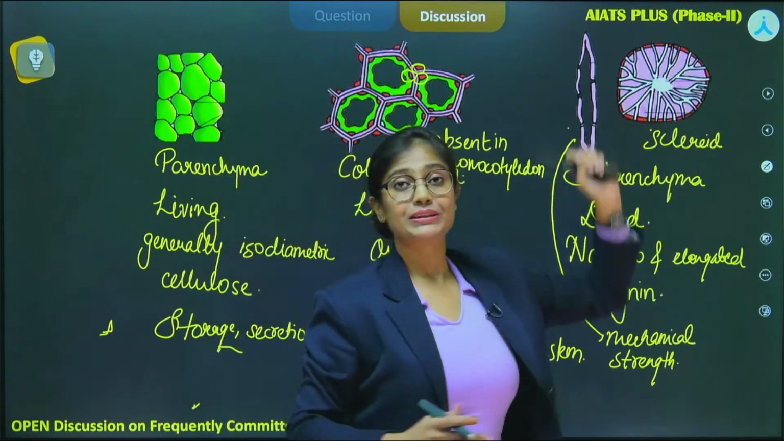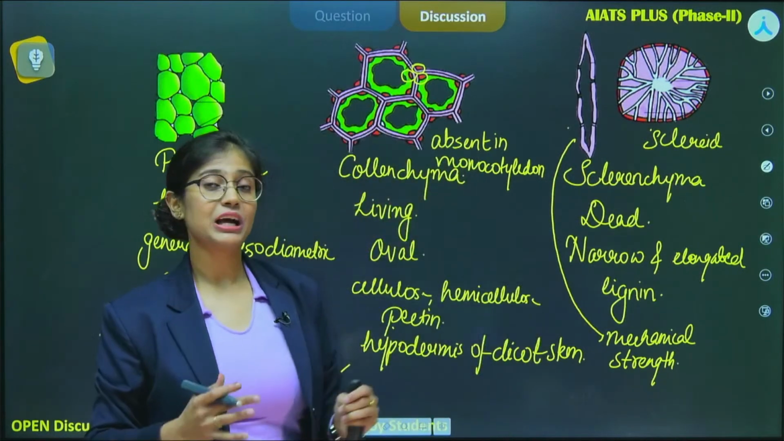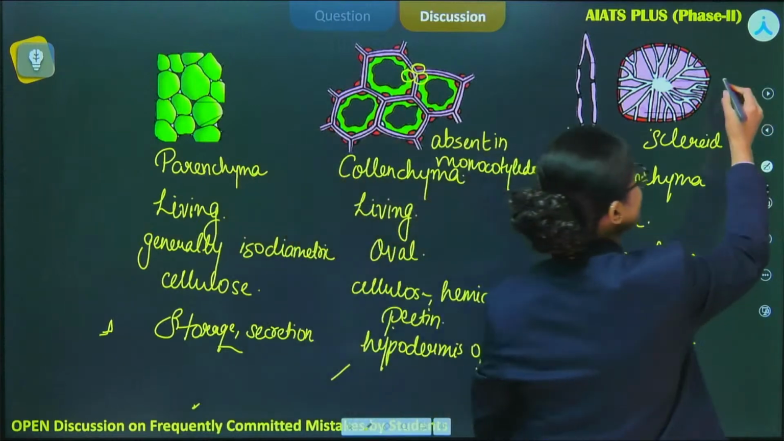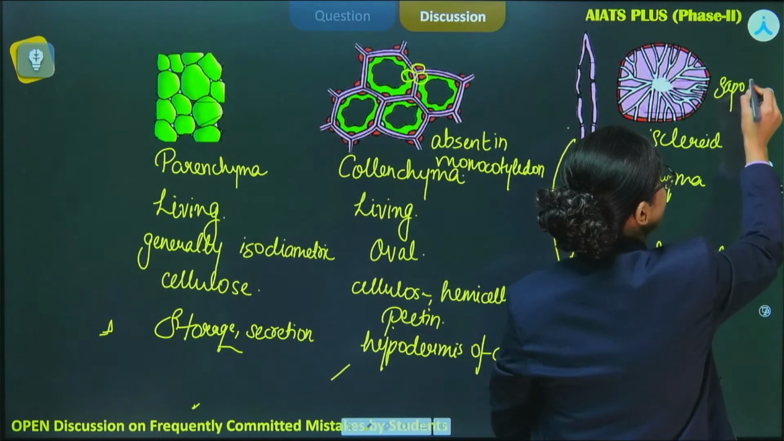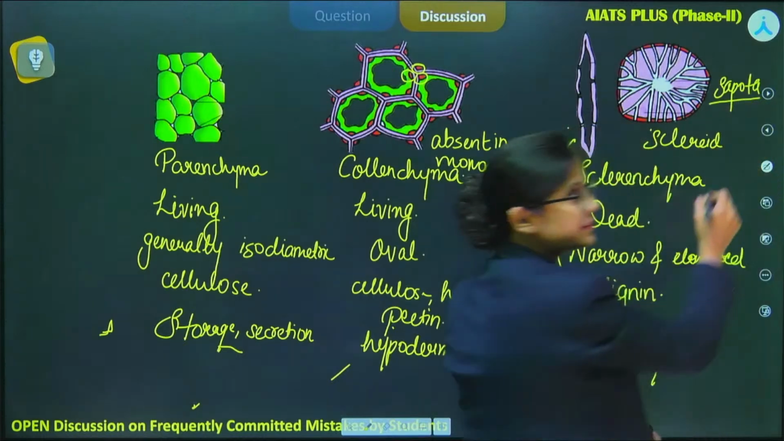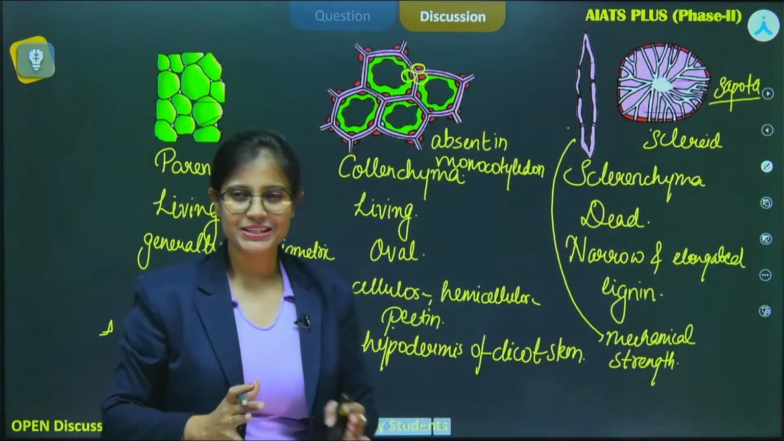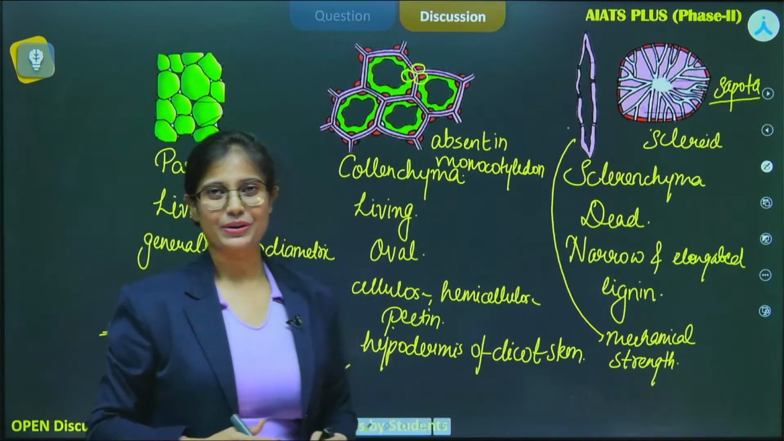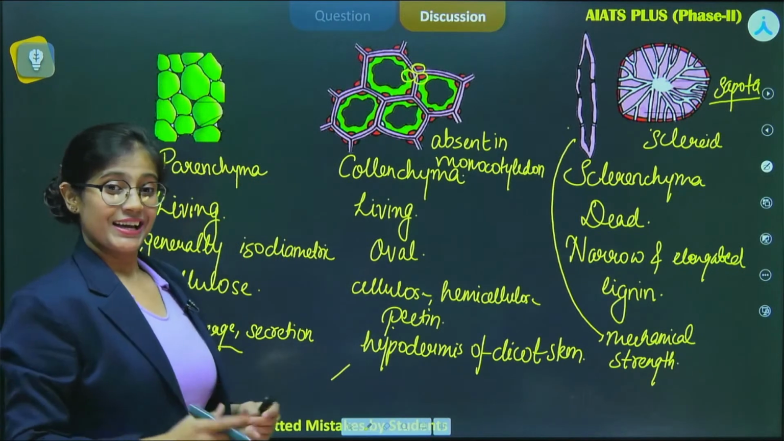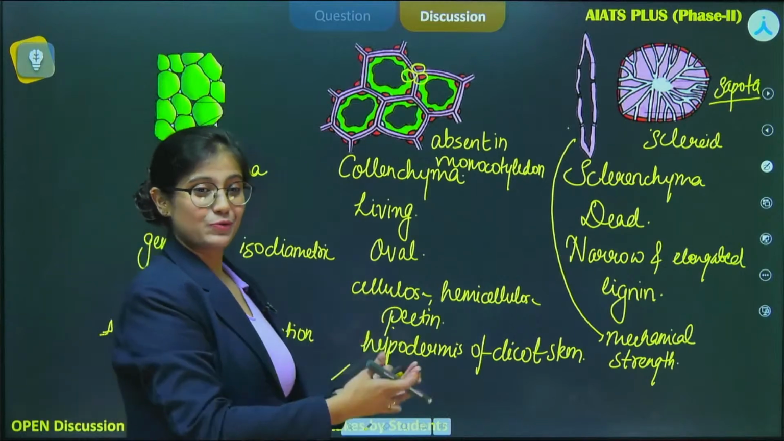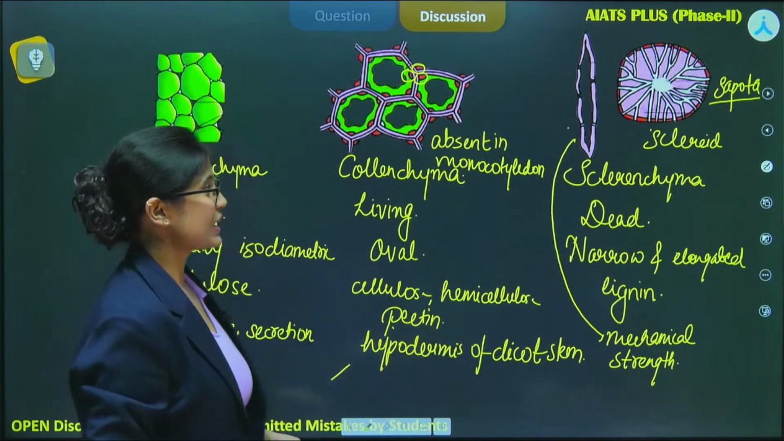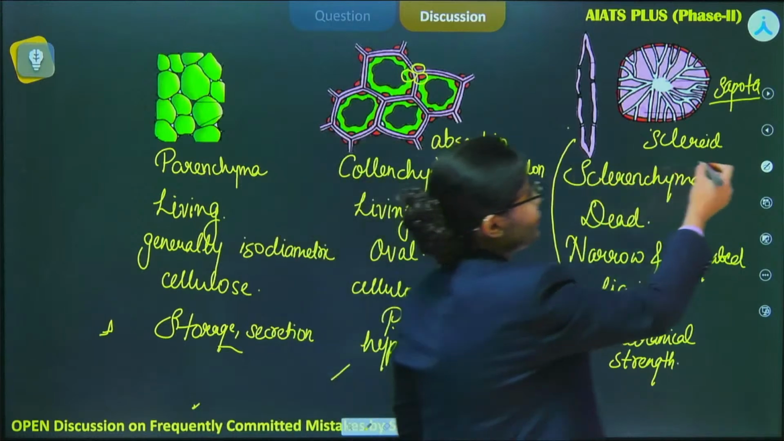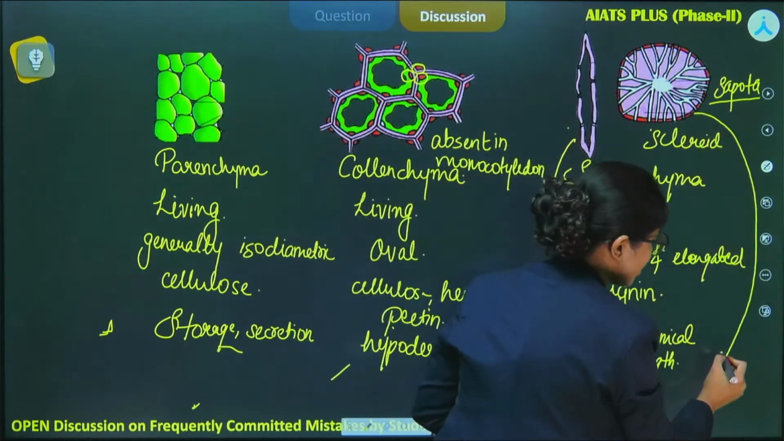If we talk about the sclerids, they are found in the pulp of fruit, for example, sapota. Sapota को हिंदी में क्या कहते हैं? Can anybody tell me what do you understand by sapota? आजकल उसका season भी चल रहा है. In the meanwhile, let's move further. फिर बताते हैं कि sapota actually क्या होता है. And they are also found in the walls of nut.